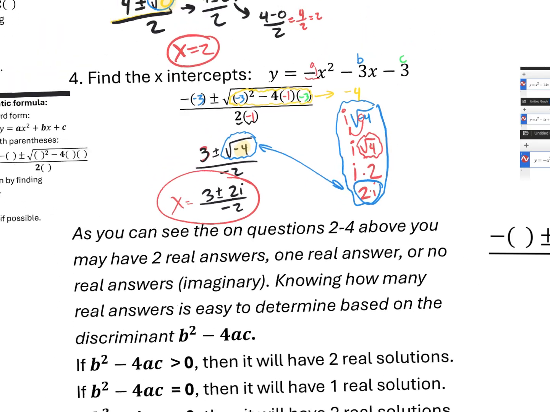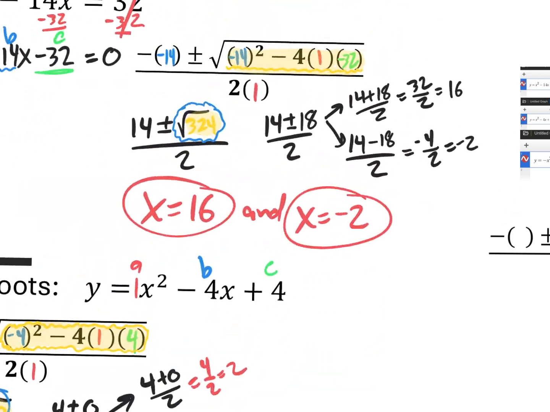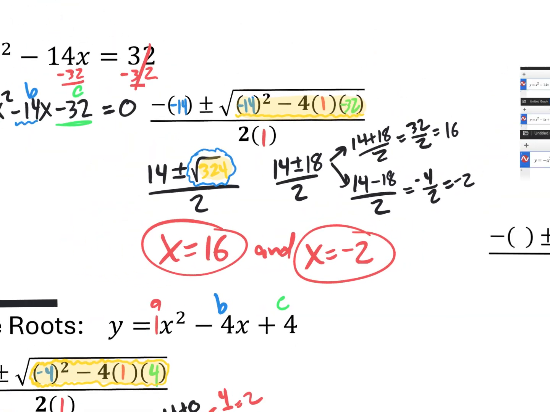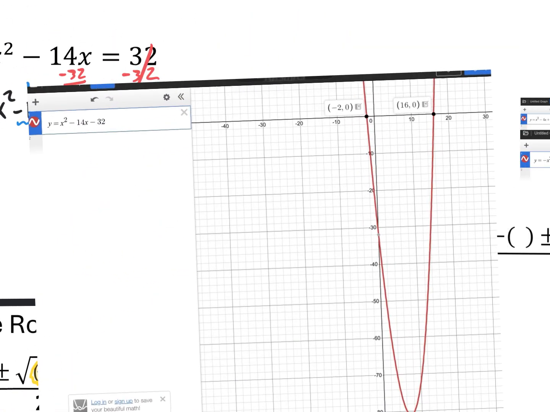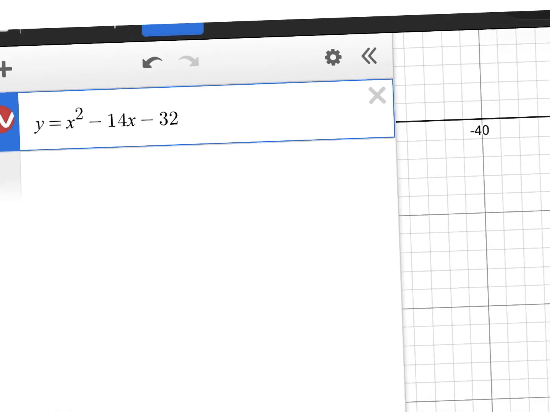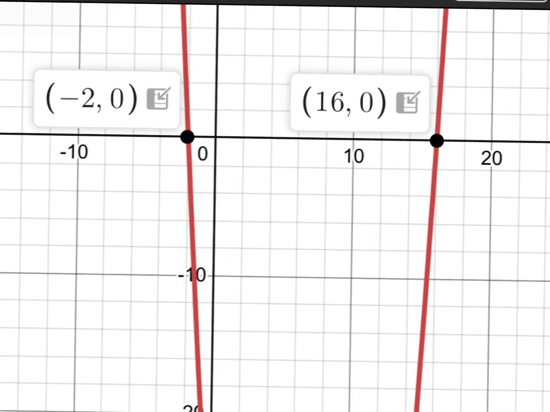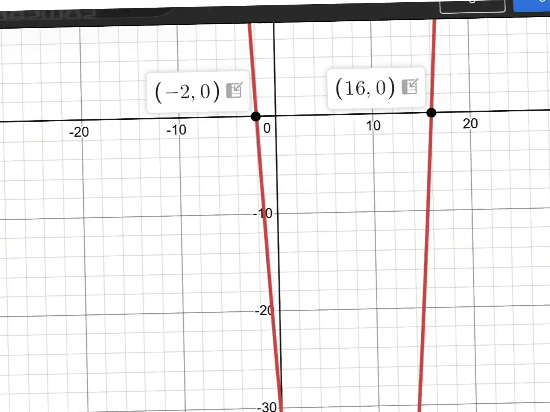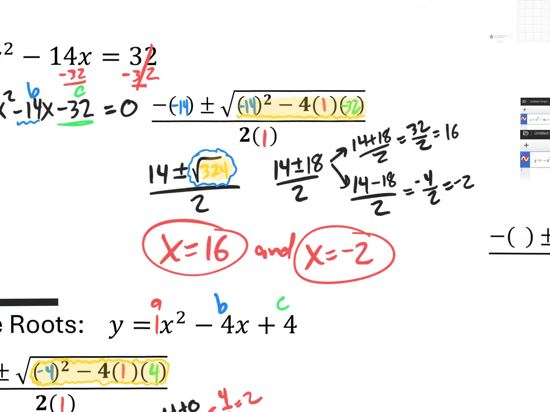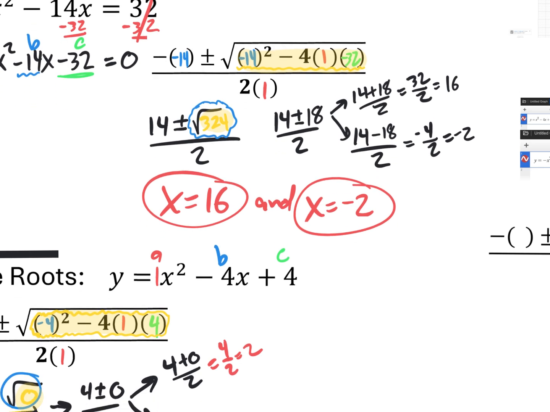Now, what does that really mean? Again, when you say 2 real answers on number 2, if you take a look at the graph, I typed it in Desmos, I got those 2 x-intercepts, and those are the answers, negative 2 and 16. Those are the answers that we got right there, negative 2 and 16, right? So that's because your discriminant was positive. It will cross at 2 locations. It'll have 2 answers. It'll have 2 x-intercepts.